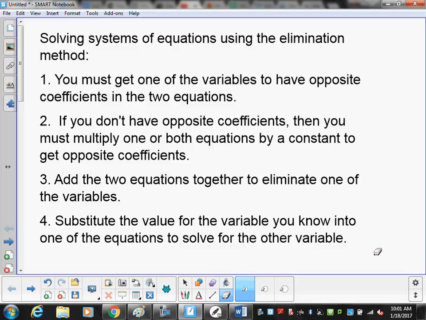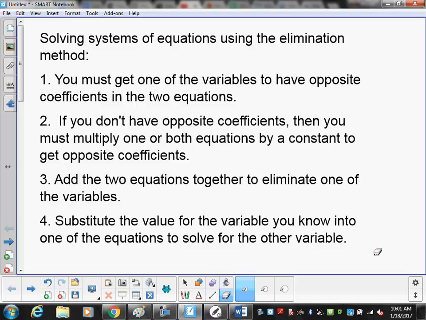So, a couple of questions. What's the coefficient? The number that goes in front of the variable, yes. What does it mean to have opposite coefficients? A negative and a positive, but for them to be opposites, they'd have to be the same number. So it'd be like a negative 2m and a positive 2m. Okay, those would be opposite coefficients.